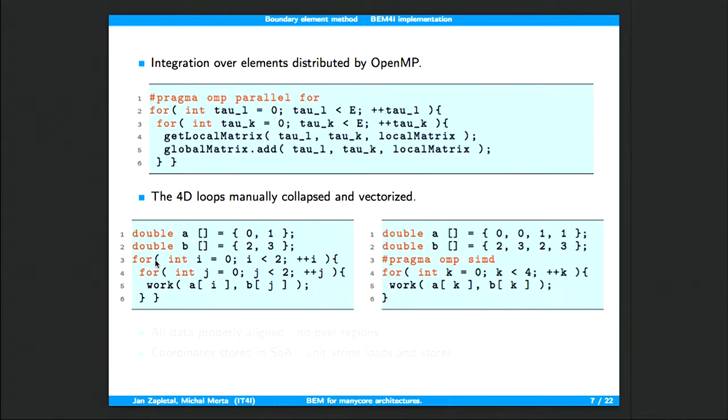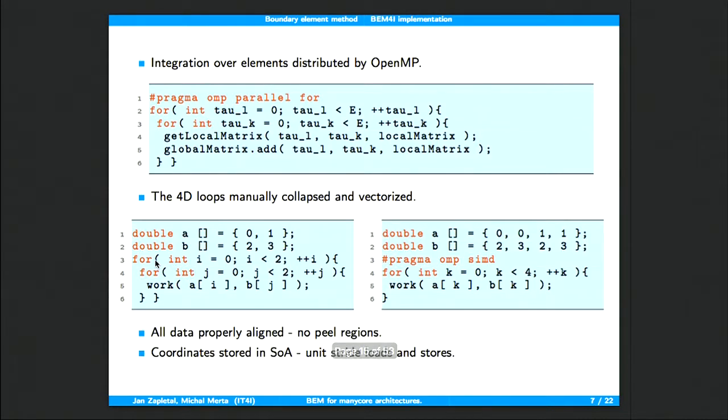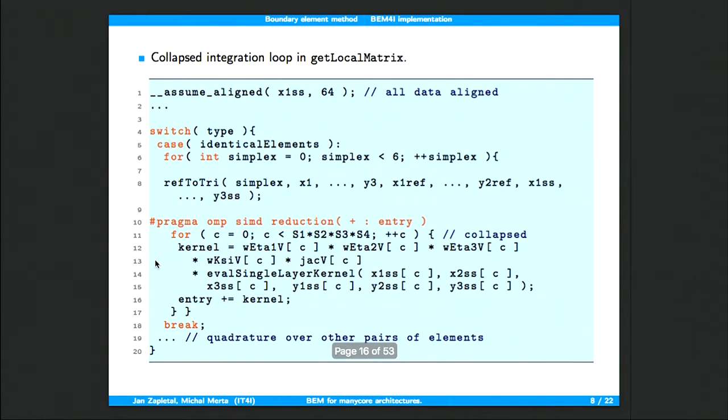replication. But if we use only 4 quadrature nodes in each direction, and we have 4 loops, this would result in arrays of length 256, which is reasonable and doesn't pose any problem. Of course, all data is properly aligned so that we eliminate the peel regions, and all the quadrature point coordinates are stored in the structure of arrays format to ensure unit stride loads and stores. So if you use all of these optimizations, what you end up with is this piece of code.